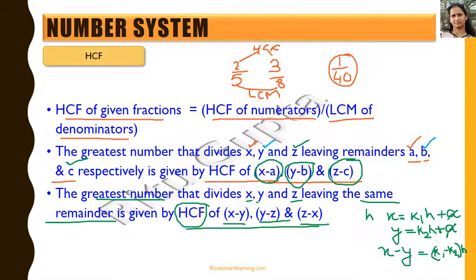So now using that, since we do not know the remainder, these three numbers x, y, z are what we know. This is the approach that we take, by subtracting these numbers from each other. So we get three numbers x minus y, y minus z, and z minus x, and we take the HCF of these to get that greatest number, which will divide these three, leaving the same remainder.